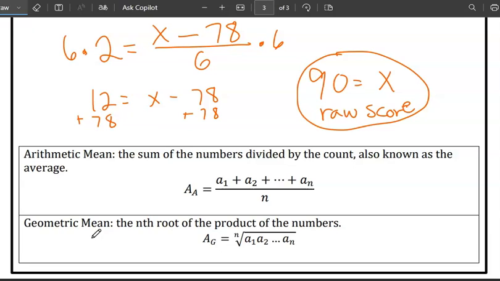The geometric mean is the nth root of the product of the numbers. The formula for that is A of G equals the nth root of the product of all the numbers, A1 times A2 times and so on.